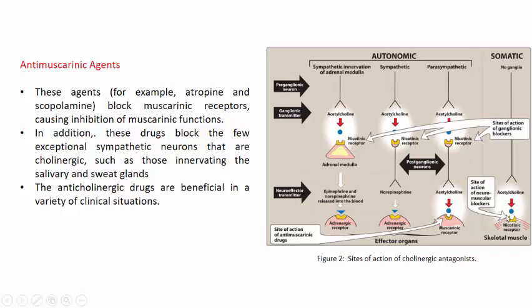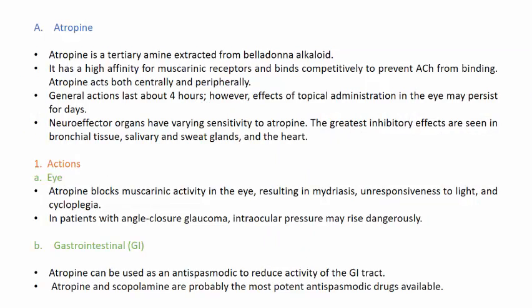فبالنسبة للأنتي ماسكارينيك ايجنتس هي اكزامبل على هذه الاتروبين اند سكوبالامين، واللي تعمل على block the muscarinic receptors وcausing inhibition of muscarinic function. يعني هاي تكون وظيفتها انه تغلق الماسكارينيك ريسبتورز وتعمل inhibition للمسكارينيك function. بالإضافة إلى ذلك these drugs block the few exceptional sympathetic neurons that are cholinergic such as those innervating the salivary and sweat glands. وال anticholinergic drugs are beneficial in a variety of clinical situations. احنا اتكلمنا ان هاي clinically useful هي الانتيماسكارينيك agents اللي قلنا انه تغلق الماسكارينيك receptors وتعمل inhibition للماسكارينيك function. First example هو الاتروبين.